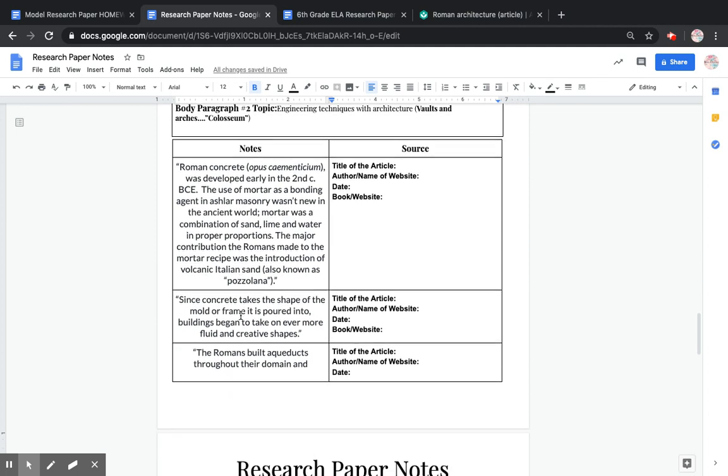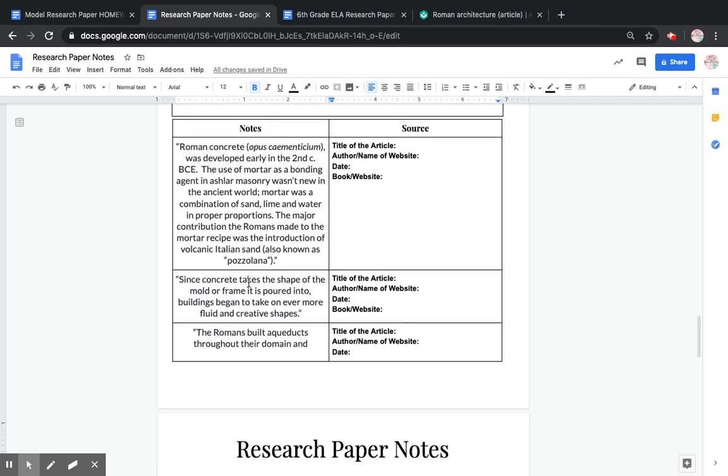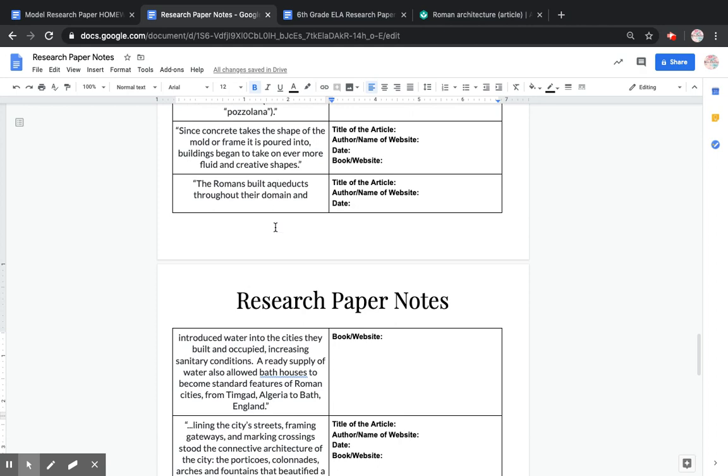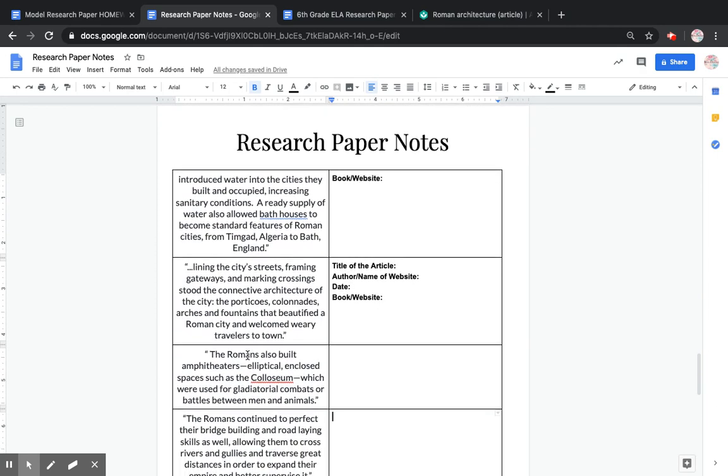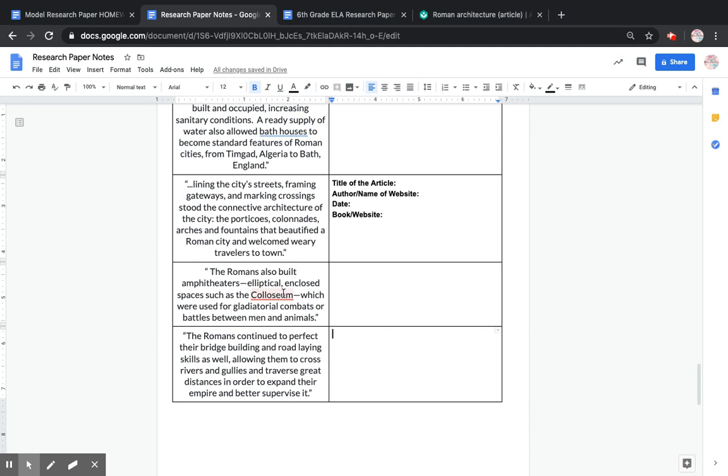But I'm going to mention how they came up with Roman concrete, and that kind of led the basis to being able to make these fun and creative shapes. But then I'm going to go into talking about the aqueducts, and the archways, and the colonnades and the fountains that they built. Those are some examples. I'm going to talk about the amphitheaters, like the Colosseum, and explain what they did there. And then also talk about how they built bridges and made roads with their architecture.